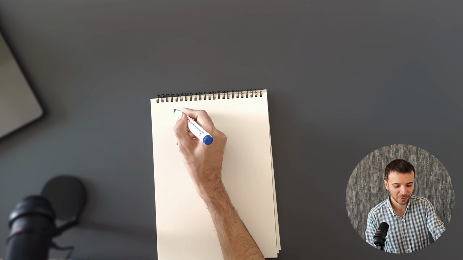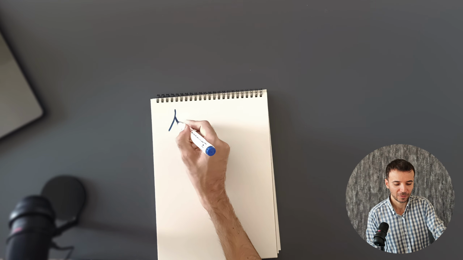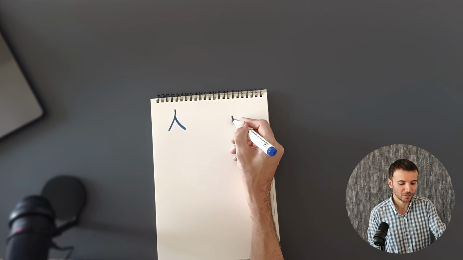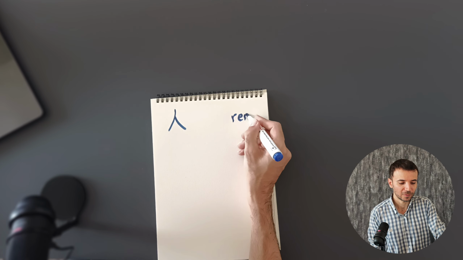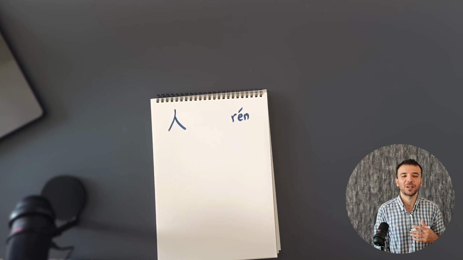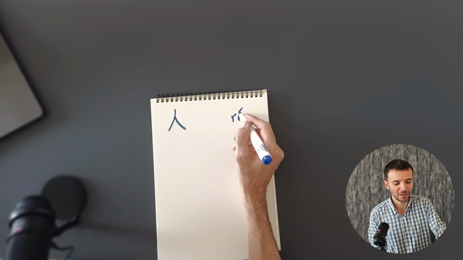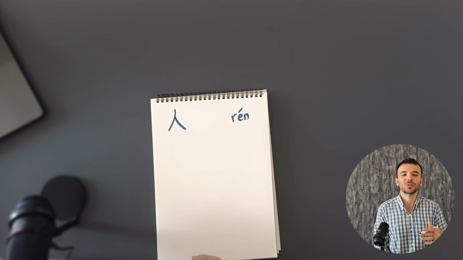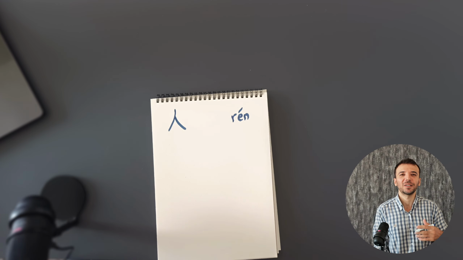It's 2 strokes. 1, 2. Okay. This character is called rén. Try to repeat after me. Rén. In the next lesson, we will talk about what is that line above the pinyin. So for now, just try to repeat after me. Rén.